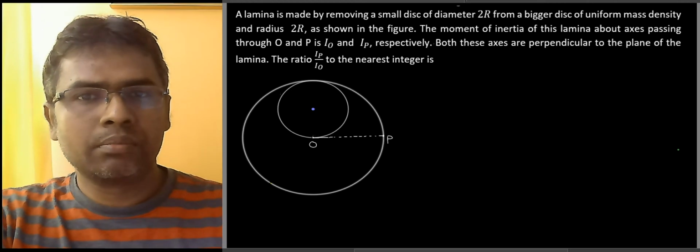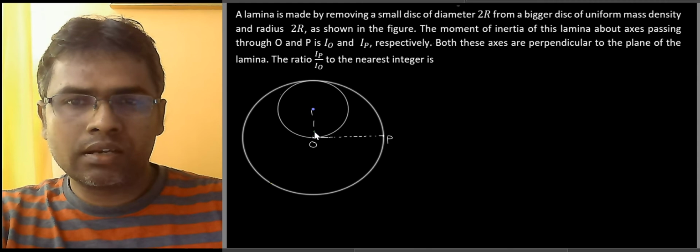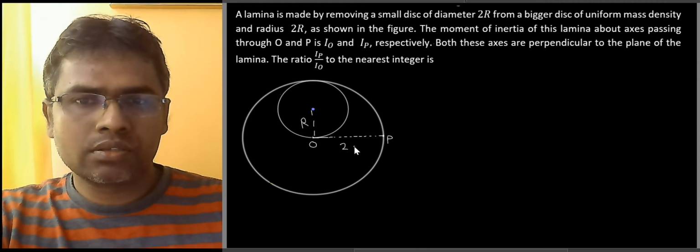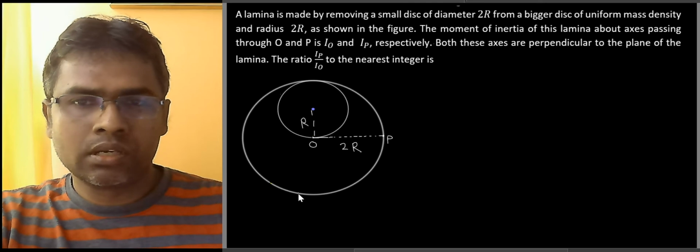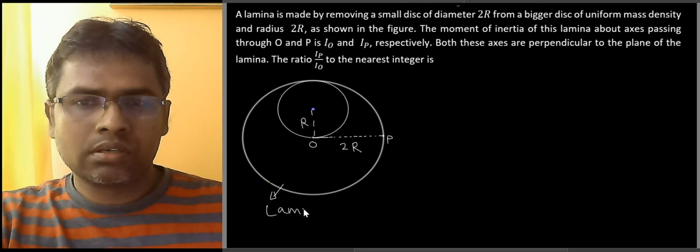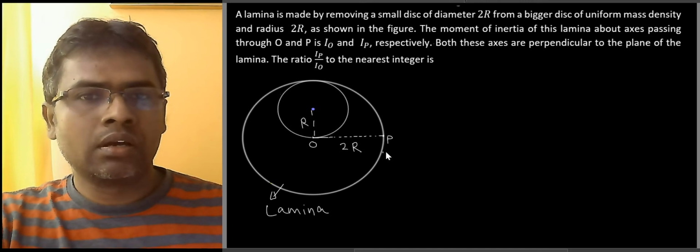A lamina is made by removing a small disk of radius r from a bigger disk of radius 2r. This is the lamina. The thickness of the lamina is constant everywhere. So if I take any piece of the lamina, its mass is proportional to its area.